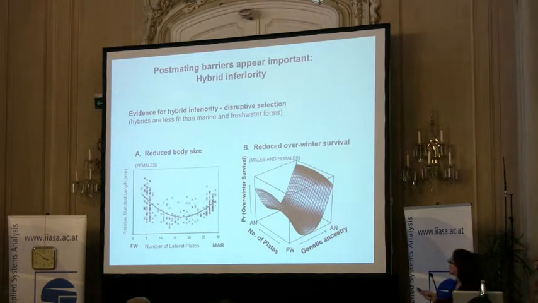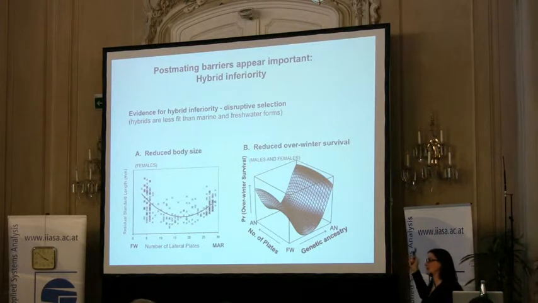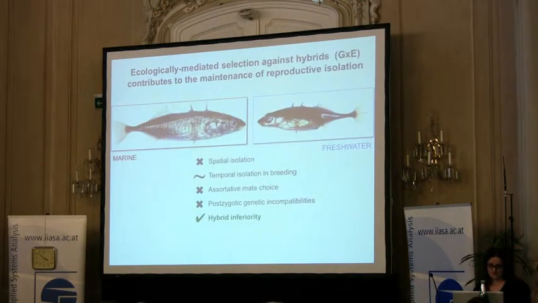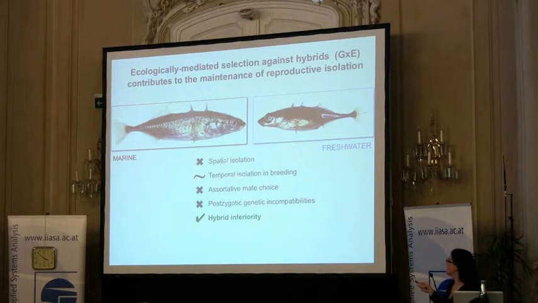And we think that the divergence between the forms is mostly ecologically mediated by these processes, and that much of reproductive isolation in this system is just gene by environment interactions operating in these fashions. So just to summarize, we find no particularly strong pre-mating isolation. They're not spatially isolated. There's some displacement in the temporal breeding season, but it's not complete. There's no assortative mate choice. There's no genetic incompatibilities, but there is hybrid inferiority.